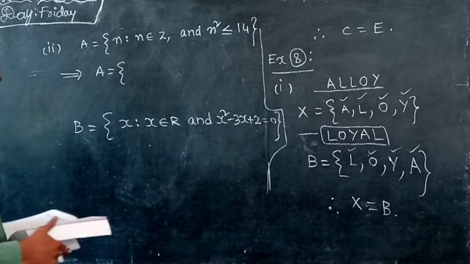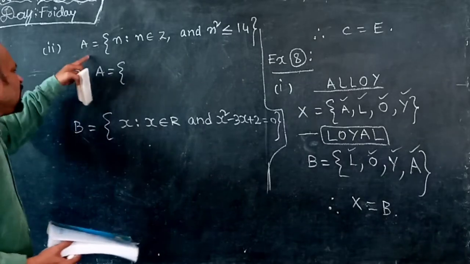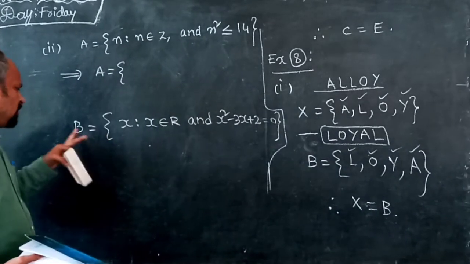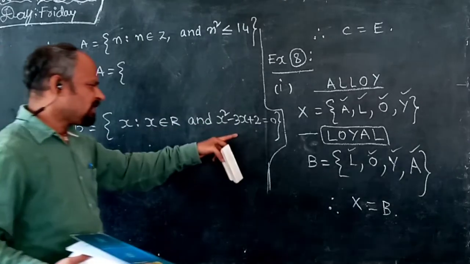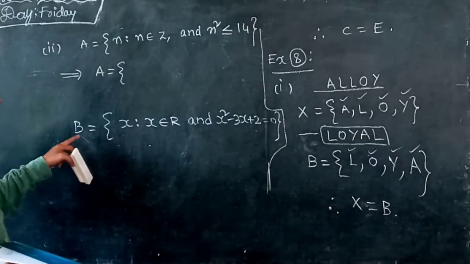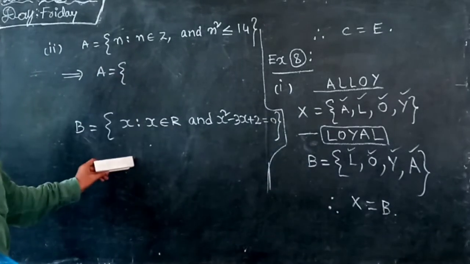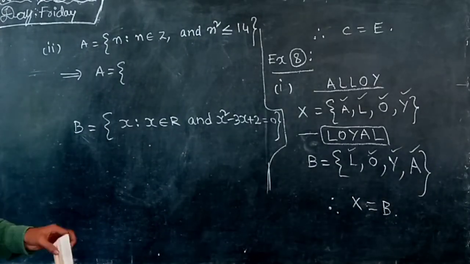Now, same as usual, what we need to do in this case, first we have to list out all the elements present in A. Next, according to the given condition, we have to solve this equation. What are the elements present in B we have to write. Then we have to compare A and B. Then we will decide both are equal sets or not equal sets.